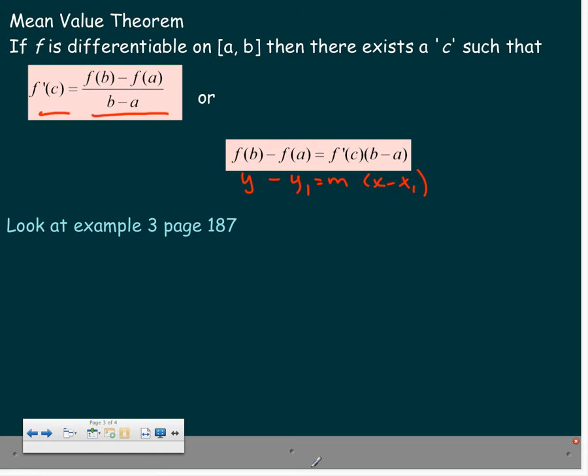Example 3 on page 187. It says a car is accelerating from 0. If a car is accelerating from 0, takes 8 seconds to go 352 feet, its average velocity for the 8-second interval is given right there. At some point during the acceleration, the theorem says the speedometer must read exactly 30 miles an hour. So this is kind of the example that I want to talk more to you about.